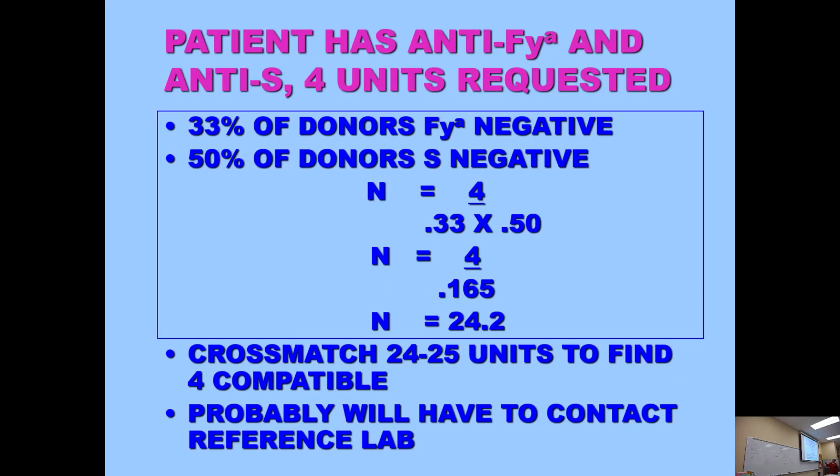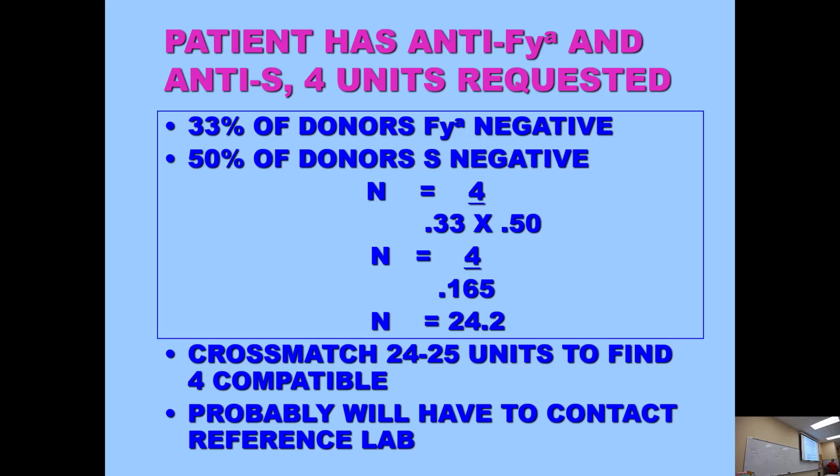In this situation, I have a patient with anti-Duffy A and anti-big S. So 33% of donors are Duffy A negative. 50% of donors are S negative. So for our N, we want 4 units over 0.33 times 0.50, which is 0.165. So I'm going to have to look through 24 units of blood before I can find 4 units that are Duffy A and S negative.